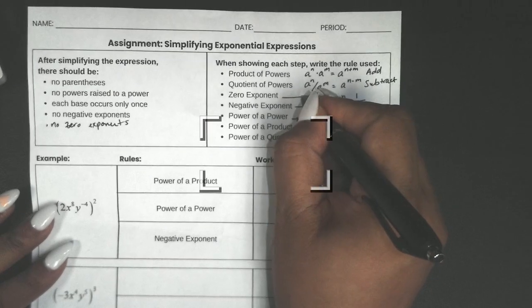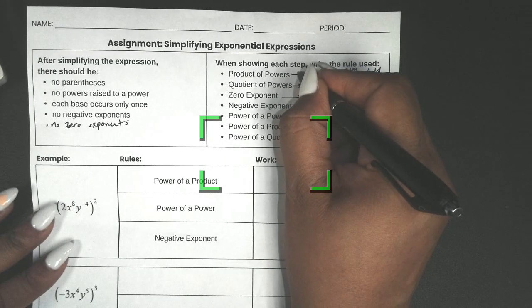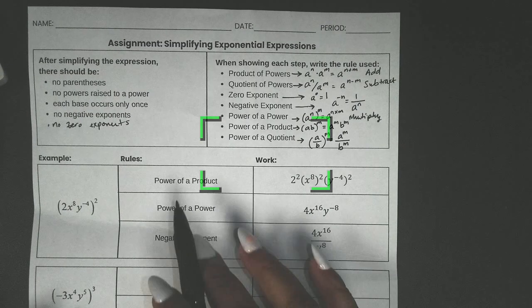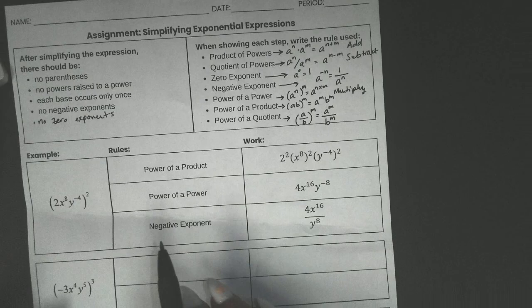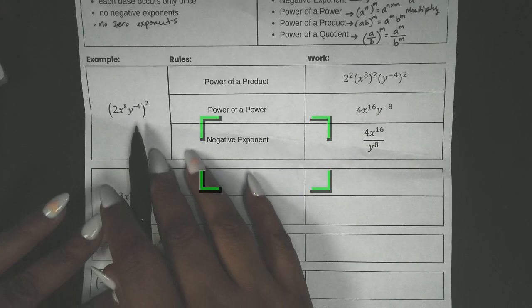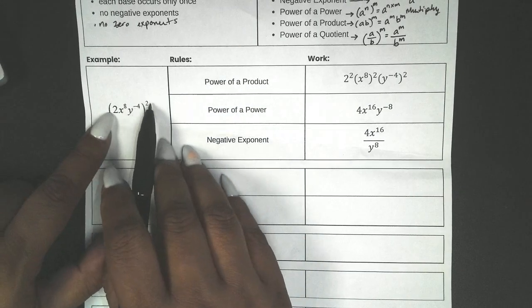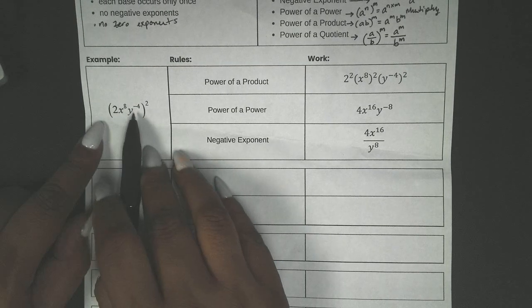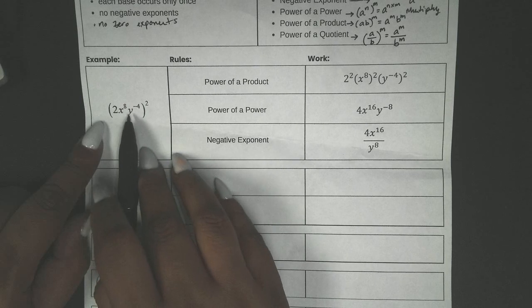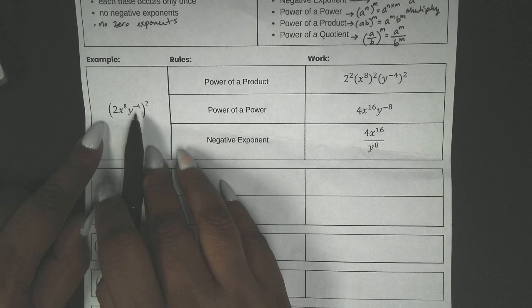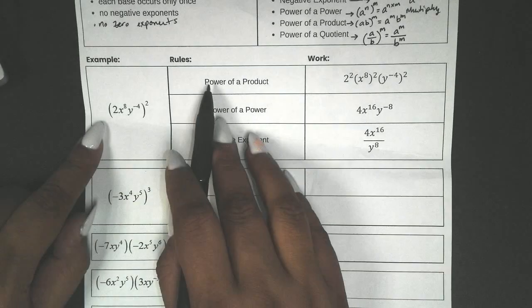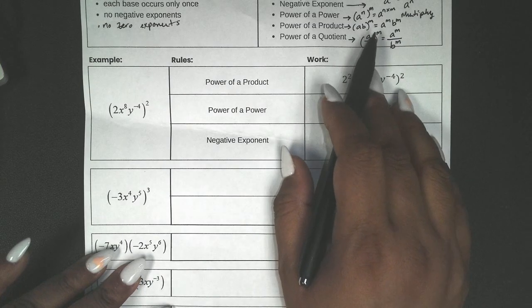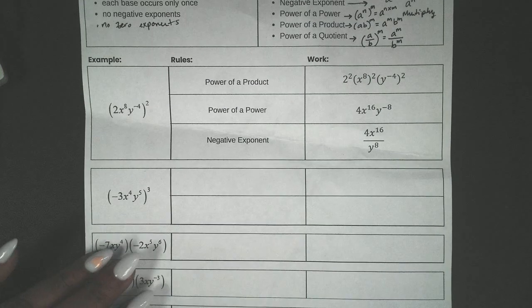And what you're going to do when you are simplifying the problem is that each step has a particular rule that allows you to take that step. So looking at this first one here, I notice that we have a power of a product because 2 and x to the 8th and y to the negative 4 is all being multiplied together inside, so that's called a product. And this product has a power on it, so that's why it's power of a product. Now again, power of a product says that everything gets an exponent.